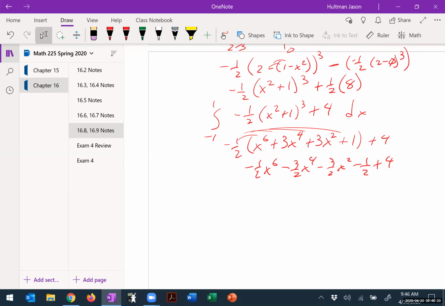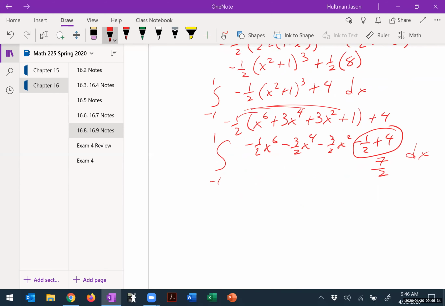Okay, so this thing is just going to become 7/2. So now let's integrate term by term. This is going to become negative 1/14 x to the 7th minus 3/10 x to the 5th minus 1/2 x to the 3rd plus 7/2 x from negative 1 to 1.